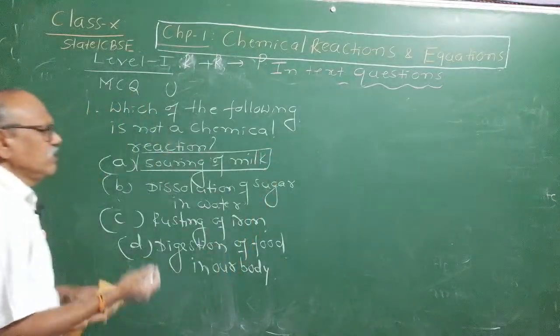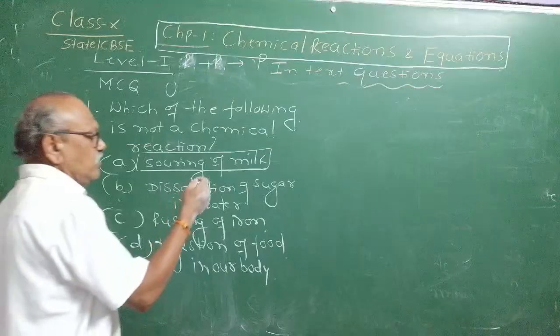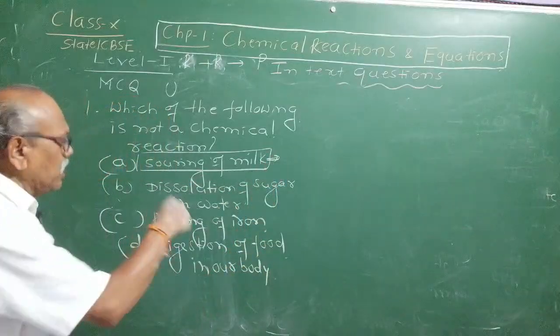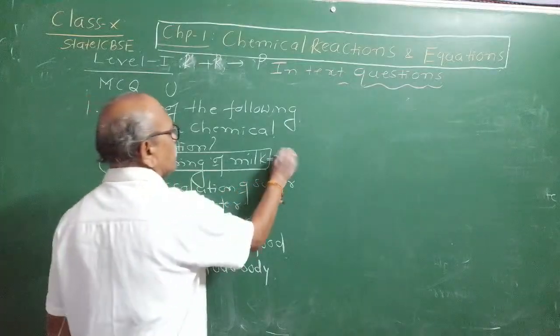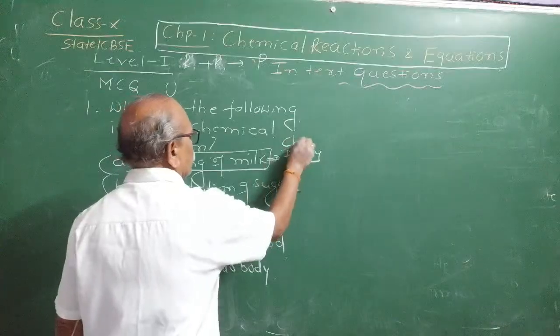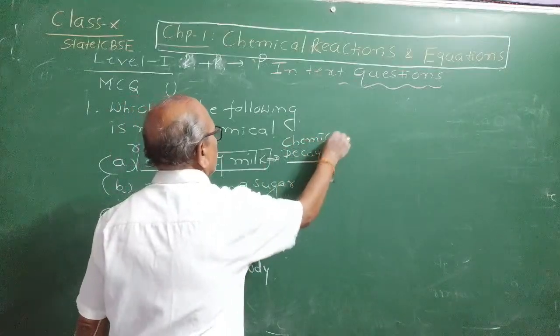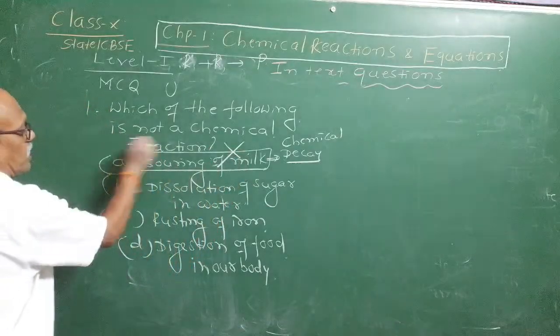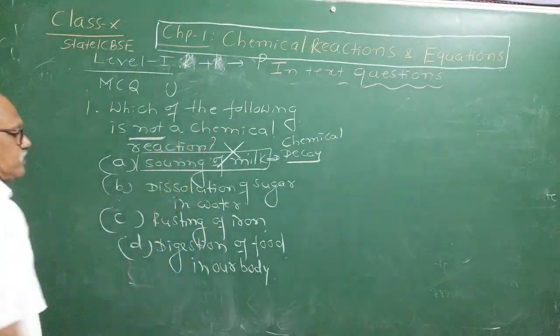If you leave it, souring means, if you have some curd, bacterial decomposition of this takes place. This decomposition, decay, is a chemical reaction. Souring of milk is a chemical reaction, therefore it is not the correct answer. The question asked is which is not a chemical reaction.